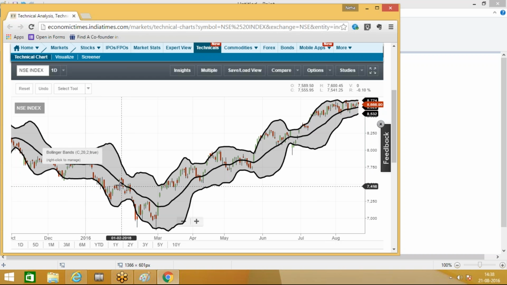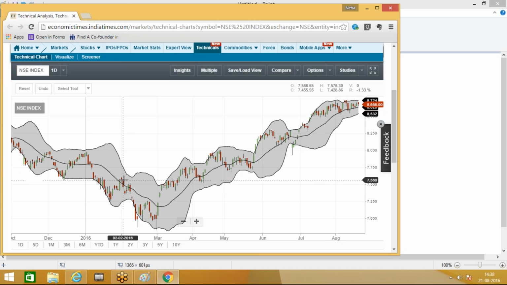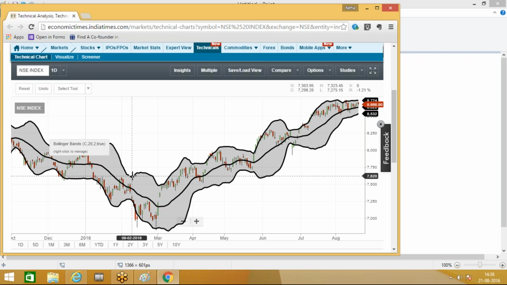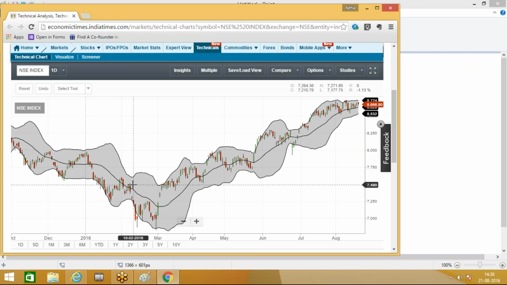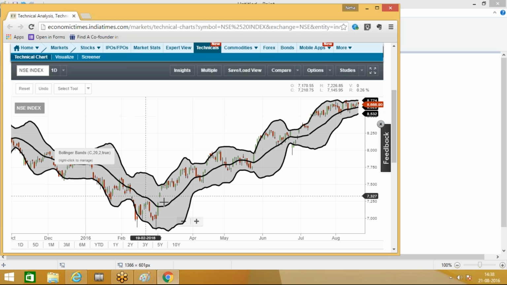One or two examples you'll also find where the moving average has been crossed but the upper end was not reached. So those are one or two exceptions, but by and large this is how the Bollinger Band movements are used for practical trading purposes.